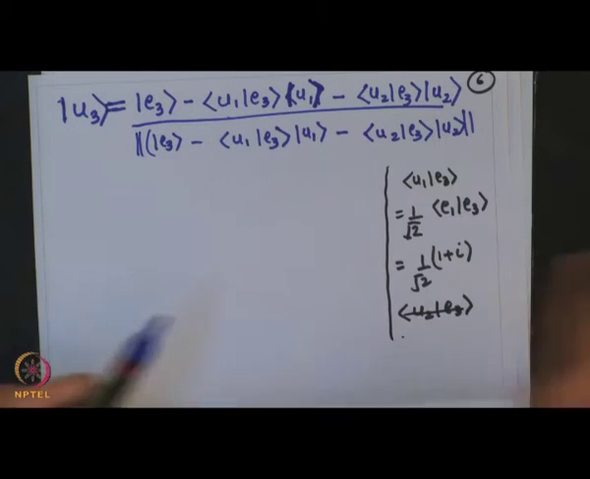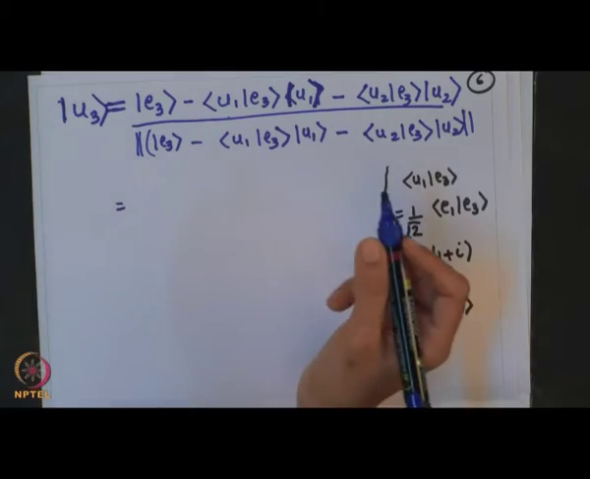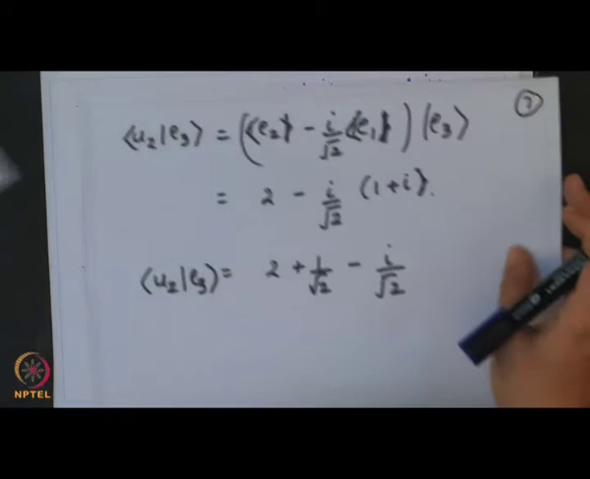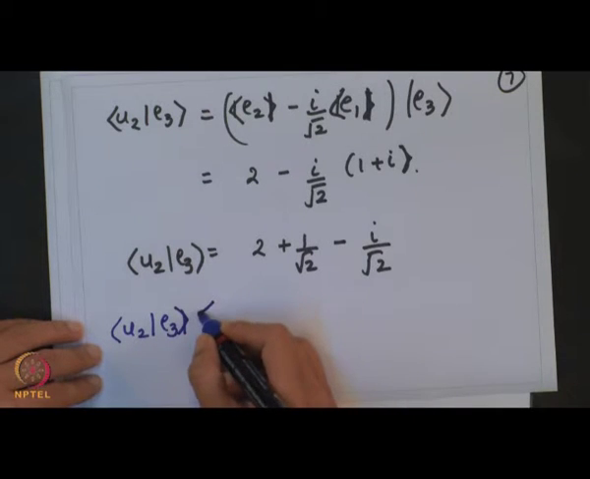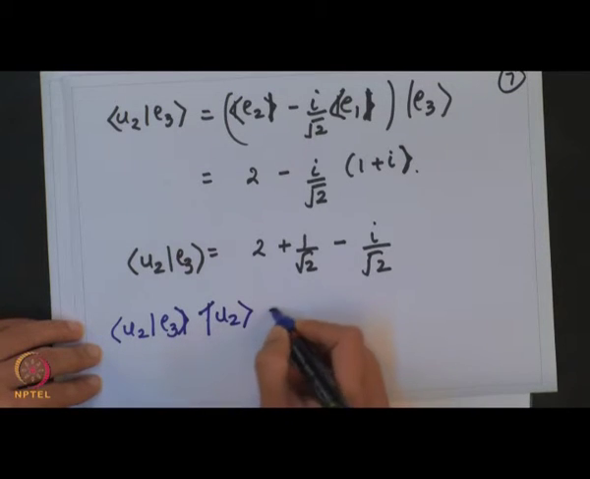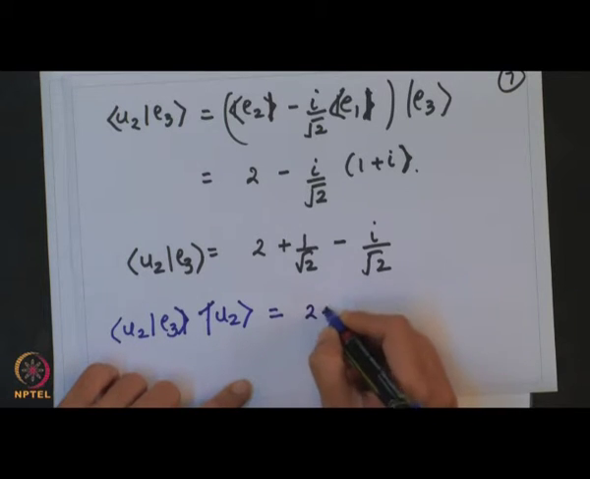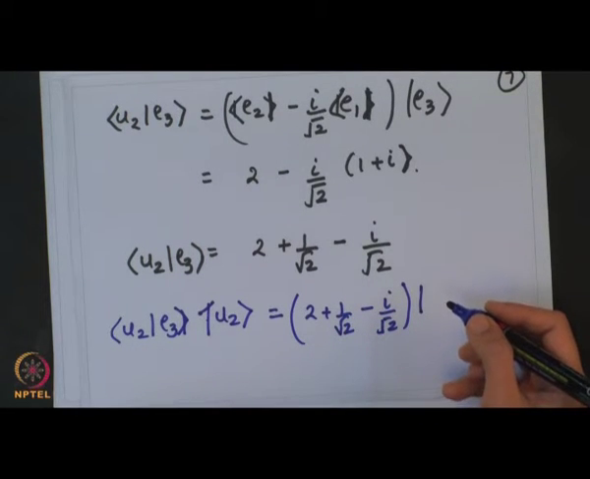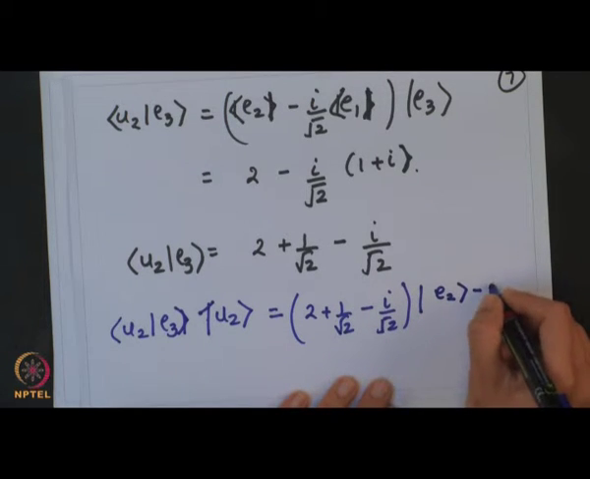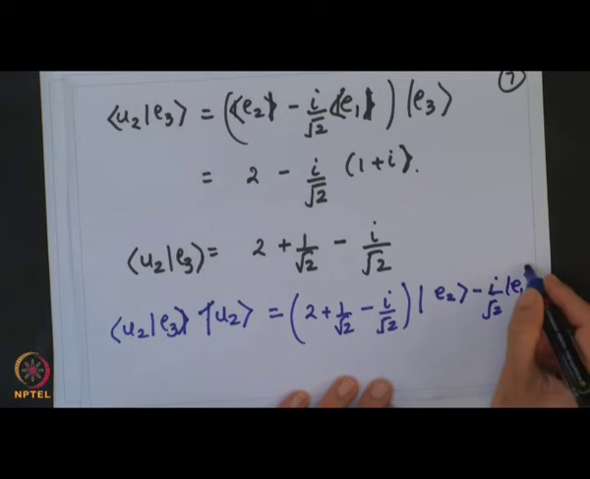So, this is my expression for U2 on E3. Okay. So, this I will substitute in this expression. Let us write this. U2 on E3 we have calculated, and let me explicitly write it here as 2 plus 1 by root 2 minus i by root 2, this will be the expression on U2. U2 was nothing but E2 minus i by root 2 E1. Okay. So, we can keep it as it is here, or we can substitute it in the end. Mostly it will be good to substitute in the end because it is a lengthy expression.